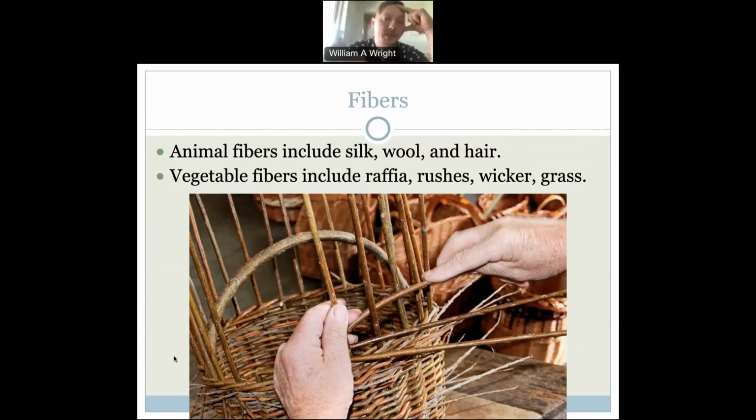Another craft is, of course, fibers. The two kinds of fibers are animal fibers like silk, that comes from a worm, and wool from sheep, and hair that comes from other animals, versus vegetable fibers that are like grasses, rushes, wicker. Wicker is a type of naturally growing fiber that they usually soak and then they can shape it. And you can make baskets. You can make weaponry.